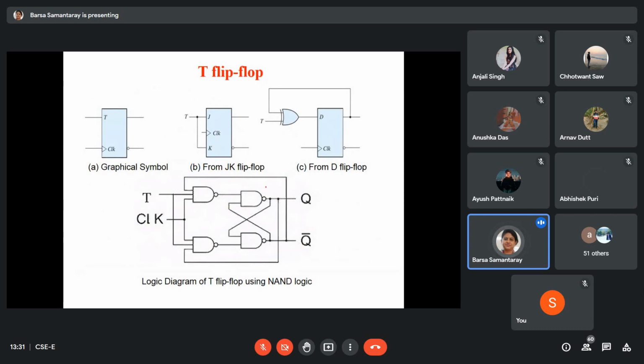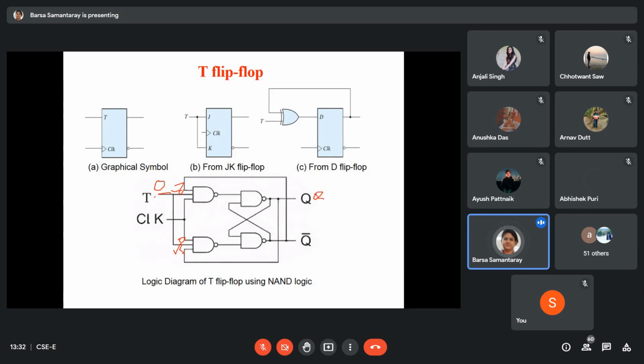T flip-flop. This is your JK flip-flop. JK means your Q bar is connected to the J input and Q is connected to the K input, and the clock is applied to both the NAND gates. This is J and this is K. When both J and K are shorted, that represents a single input. If this value is 0, both will be 0, 0. So 0, 0 means Q will be what? Memory. Whatever the previous value, the next value will be the same, as memory.